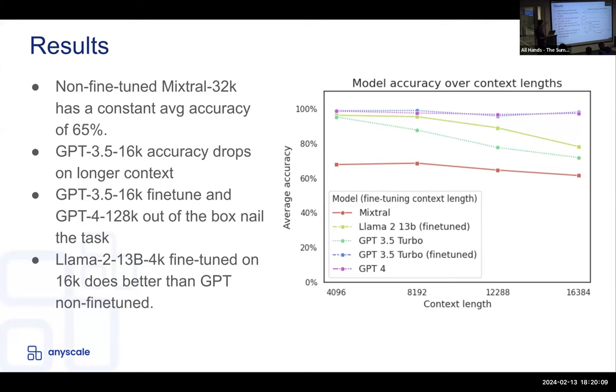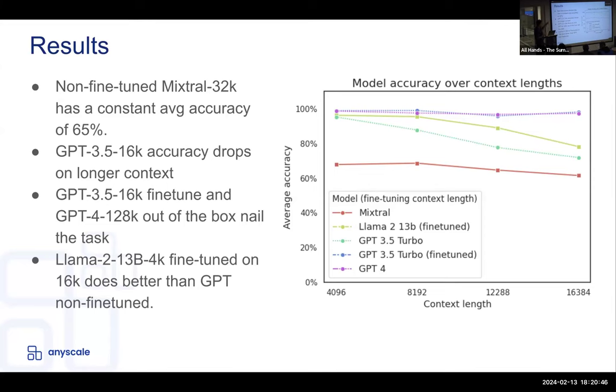So we have GPT 3.5 16K, which has a degradation in performance and retrieval score as you increase the context length. But for very short context, like 4K, it's almost 98, 99% accurate. As you increase the context length, it tapers off. The other two things, these two baselines, are things that we don't train. You just test the LLM capability on the test set, like the 1,000 examples that we had.